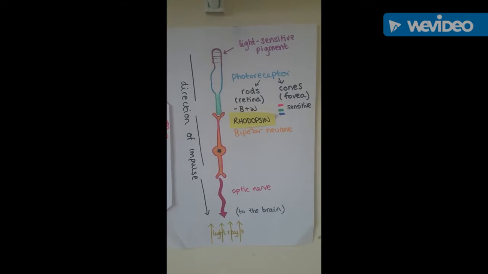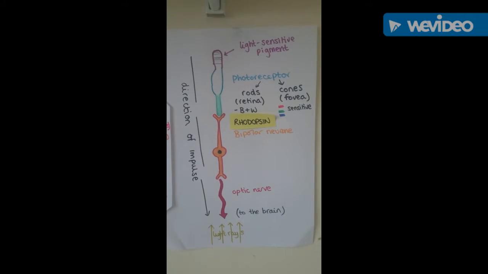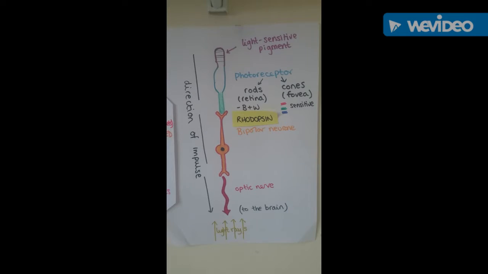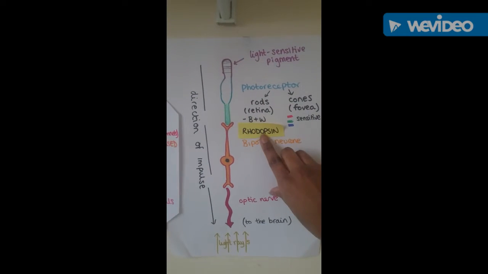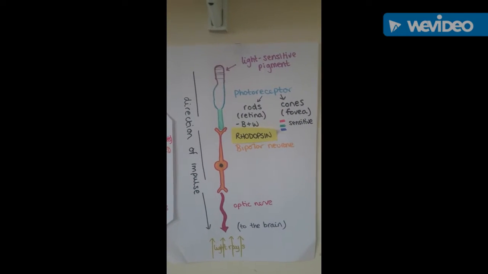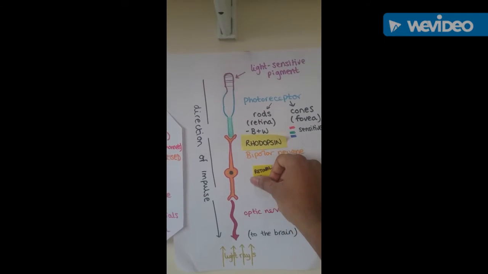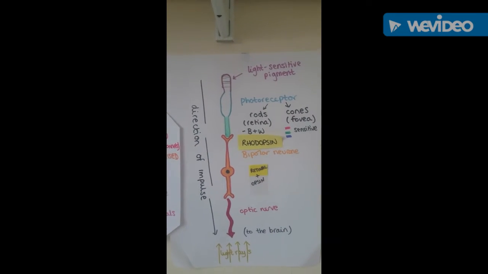So let's have a look at the photoreceptor rods. Rods contain a light-sensitive pigment known as rhodopsin, which is made up of two chemicals known as retinol and opsin.